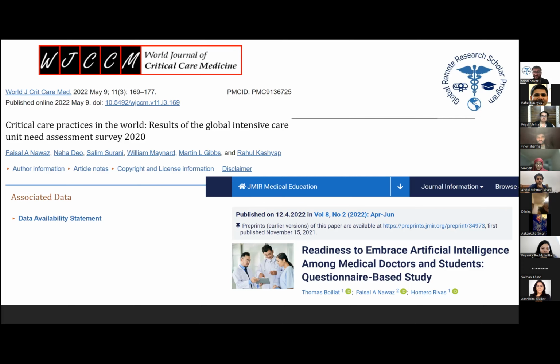A second idea for someone who's interested in technology in healthcare, digital health, is a topic like this one, where again, we looked at a questionnaire-based study. And the idea was to look at a topic like artificial intelligence and what is the awareness and readiness among medical doctors and students when it comes to this technology. How much do they know about it?